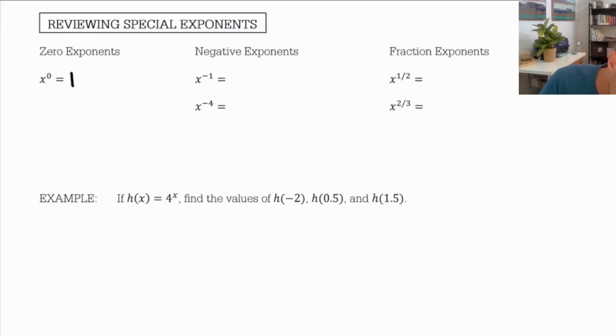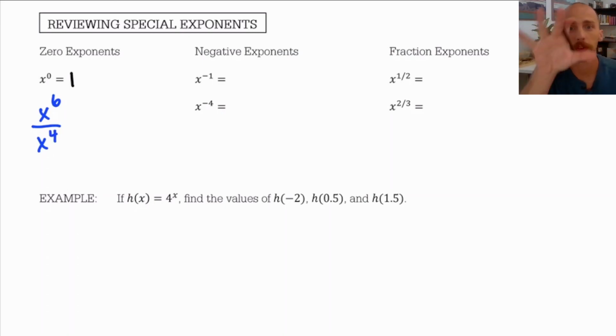So x to the 0 is 1, and the reason I was given in class for that is, think about x to the 6 divided by x to the 4. If I divide that, I'm going to have 6 copies of x on top and 4 on bottom. And if I cancel them off, I'd have net 2 on top. So what I was doing is subtracting 6 minus 4.